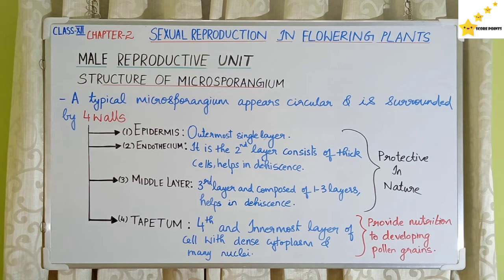Third layer, it's the middle layer and it's composed of 1 to 3 layers. It helps in dehiscence. The first 3 layers are generally protective in nature. The fourth layer, it's tapetum. It's the fourth and innermost layer of the cell. It has dense cytoplasm and many nuclei. The main function of tapetum is providing nutrition to the developing pollen grains. So these are the layers of a microsporangium and it's very important.